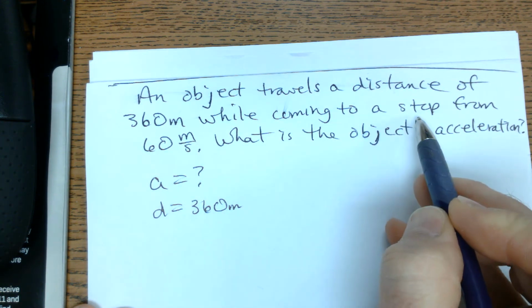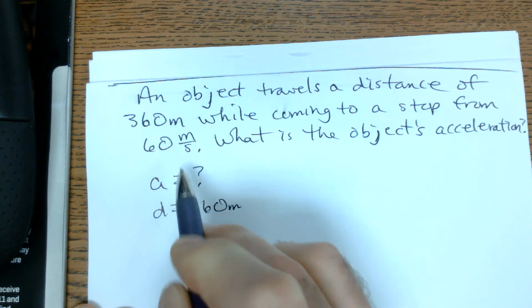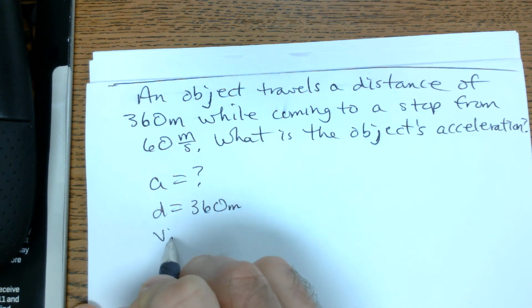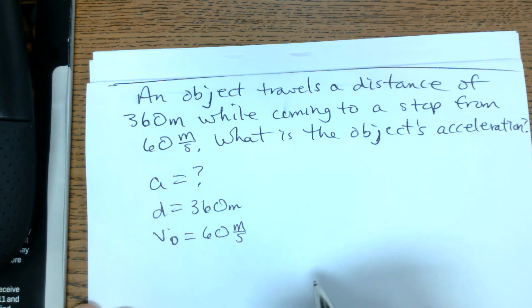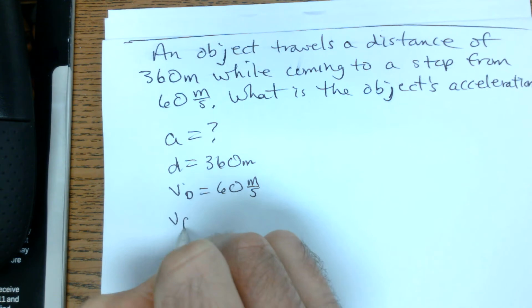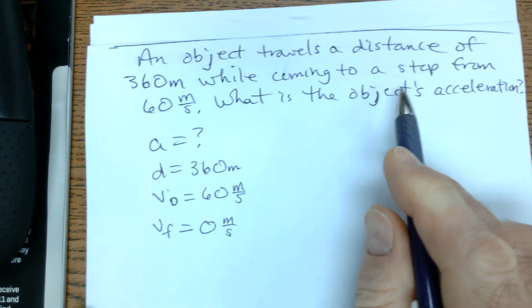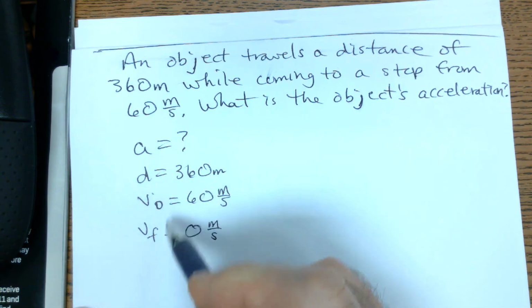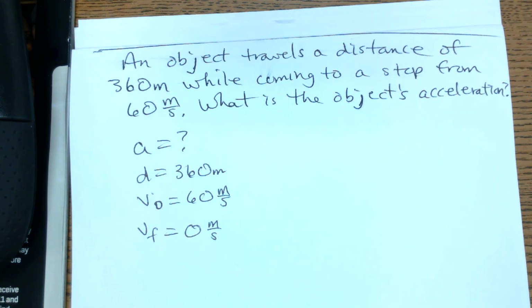Now it's coming to a stop, so it's got an initial speed of 60. So I know that my VI, or my V0, is 60 meters per second. And I know that my final velocity is 0 meters per second because I'm at a stop. All right, so we're normally using something that involves time when we do a problem like this. But you do have a formula that you can use that doesn't have a time component.